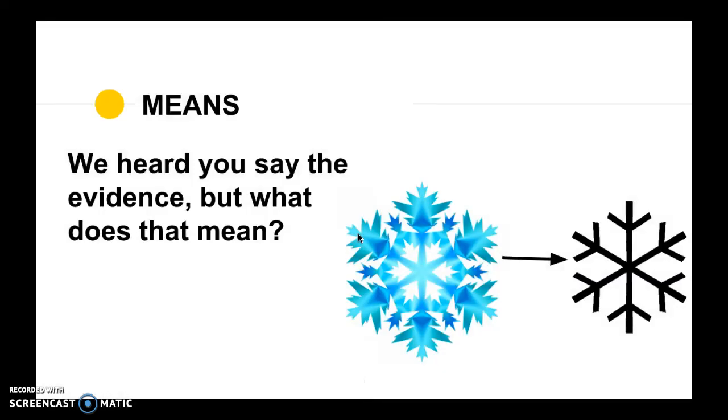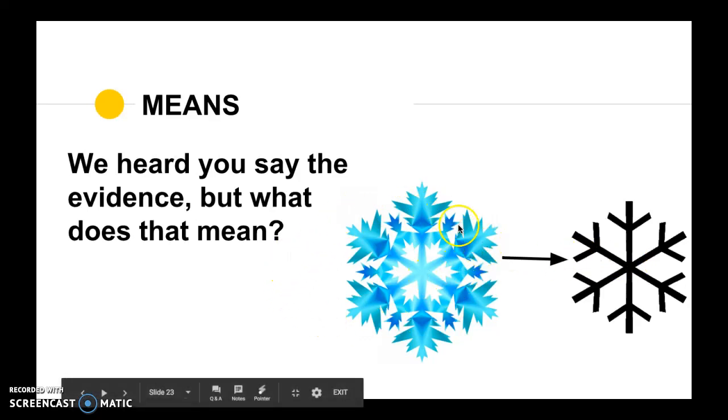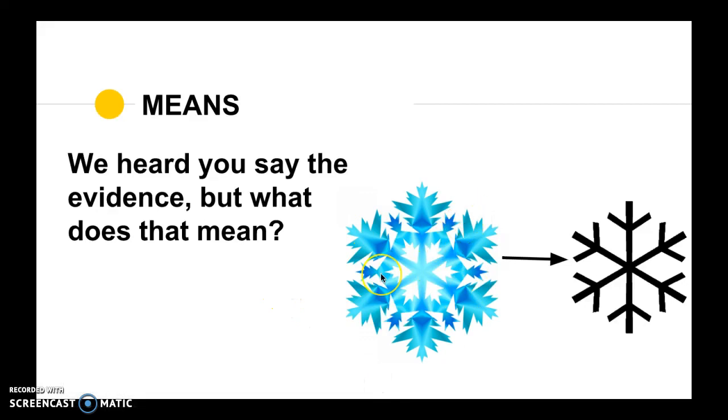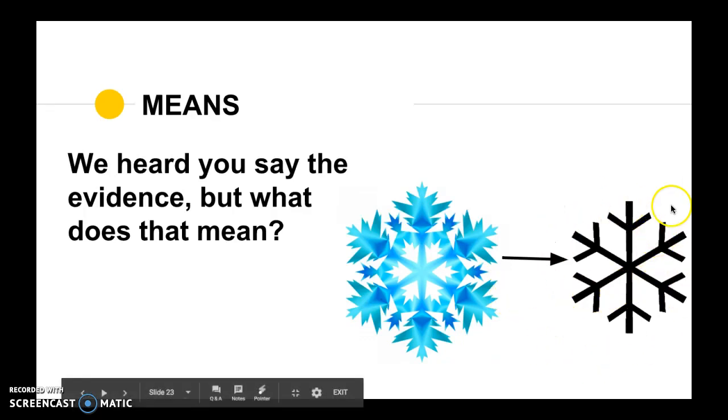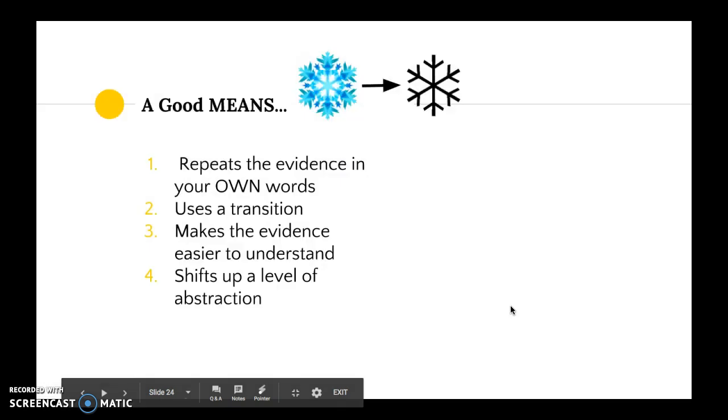So we've done says, now let's talk means. We heard you say the evidence, but what does that even mean? Take a look at this picture. So every snowflake is different. Every snowflake is really elaborate. It's got all these fancy structures to it. Your evidence often too is fancy. It's detailed. It's complex. One thing that you have to do to explain it is simplify it for us. Make it clearer. Make it easier to understand.